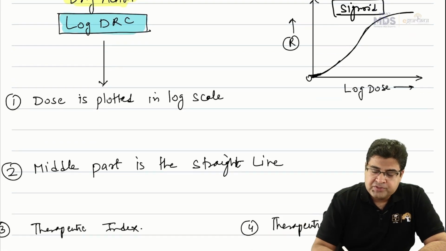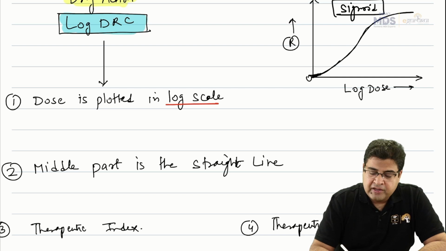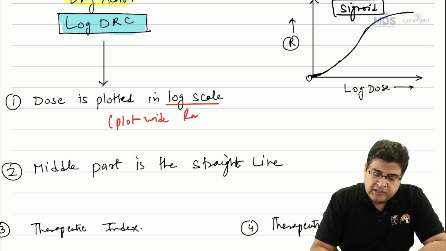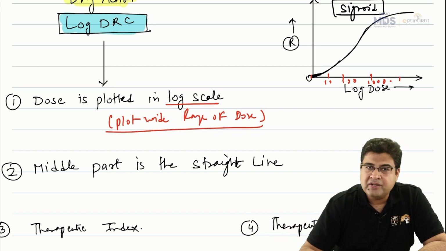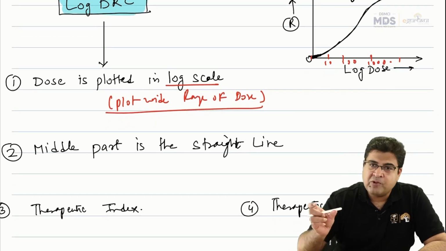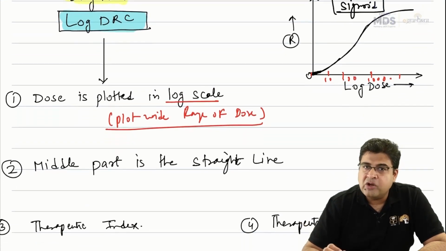Now here the dose is plotted on a logarithmic scale. Because the dose is plotted on a logarithmic scale, a wide range of doses can be plotted in this graph, because a logarithmic scale is like 1, 10, 100, 1000. It's not 1, 2, 3, 4. It's 10, 100, 1000, 10,000. So a wide range of doses can be plotted in a smaller distance. This is the advantage of using the dose on a logarithmic scale.